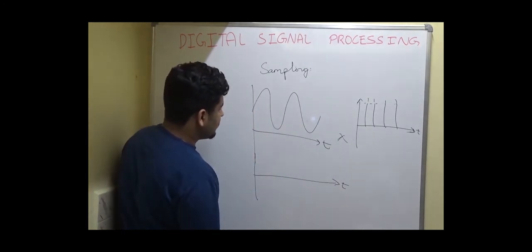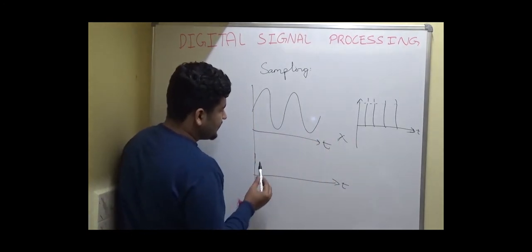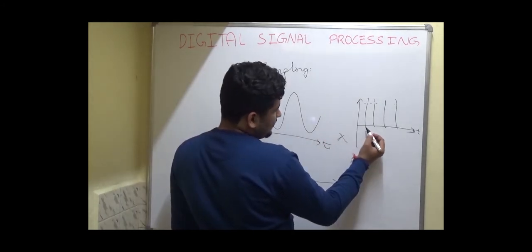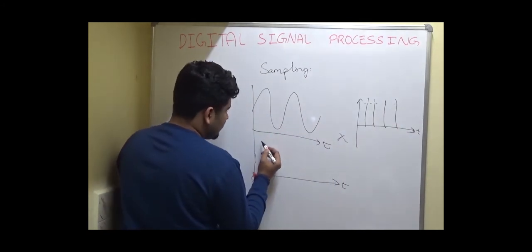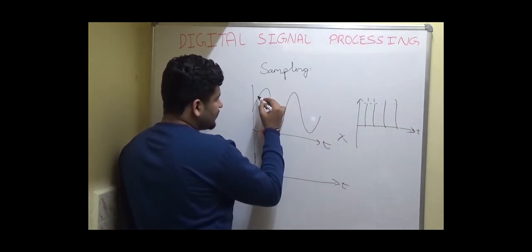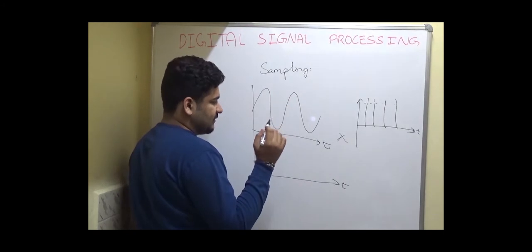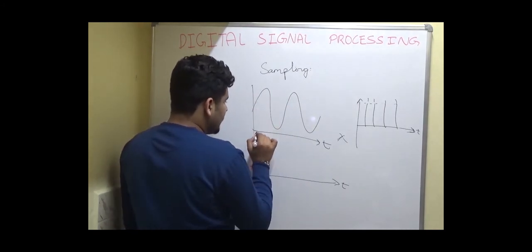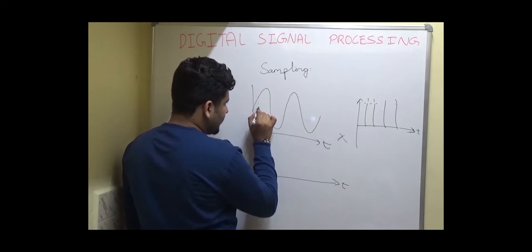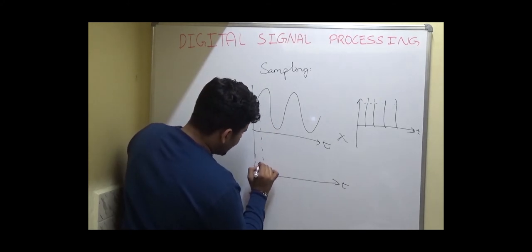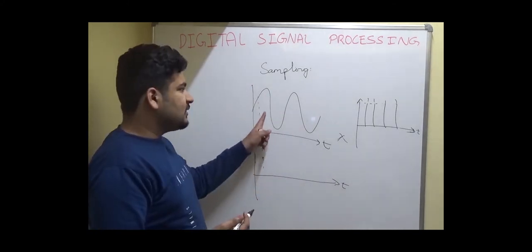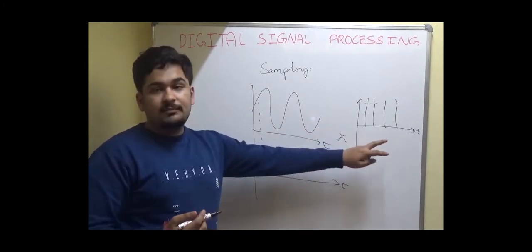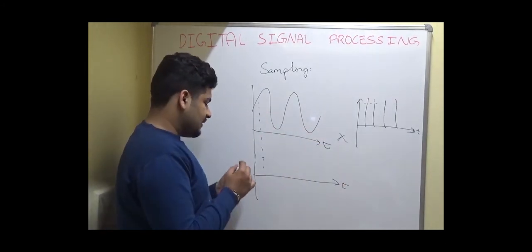Say it is t over here again. When I multiply these both, the time instants at which I have these impulses will be the time instants at which I would be obtaining the value of this continuous signal. Say for example, I have an impulse at this point, then I would be obtaining this value, which is the value of the continuous signal. That means I am sampling this signal using the train of pulses. So this is how the sampling happens.